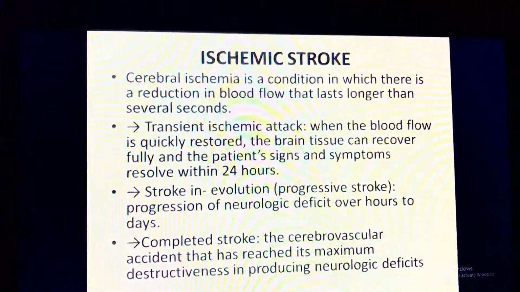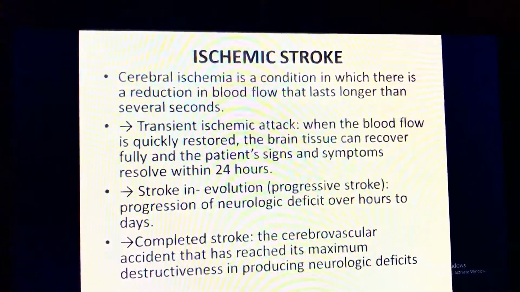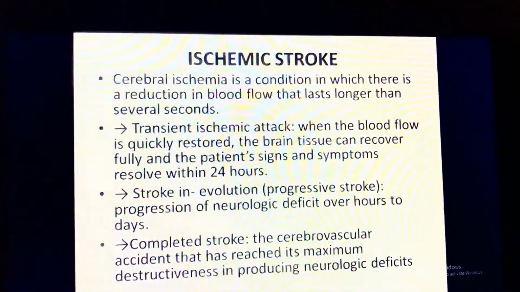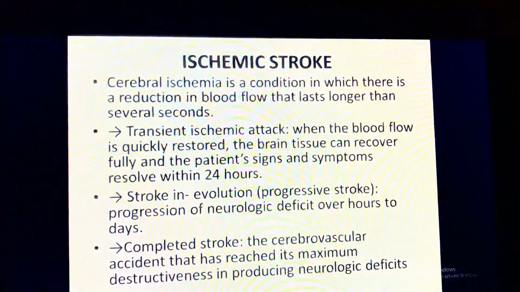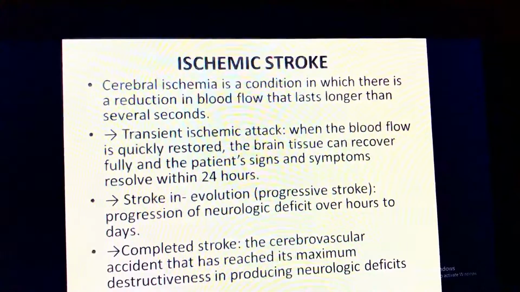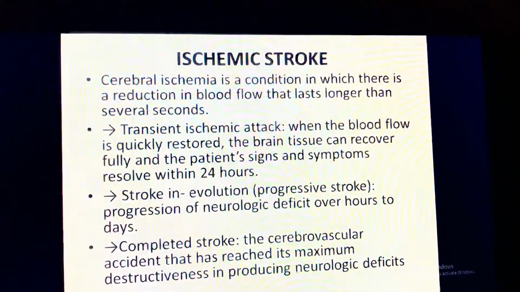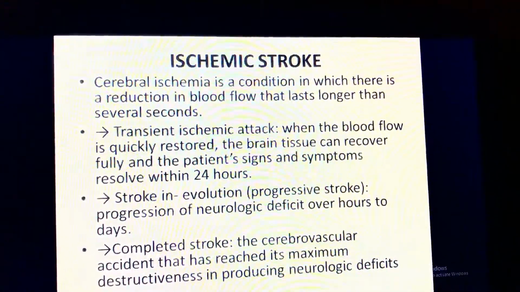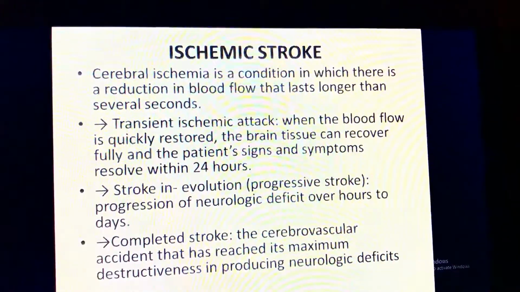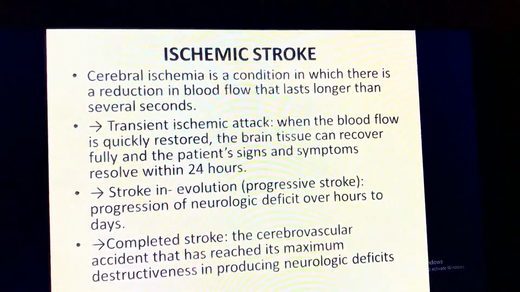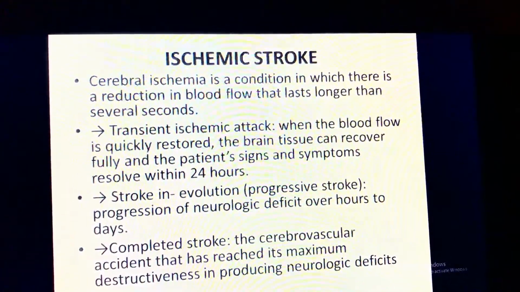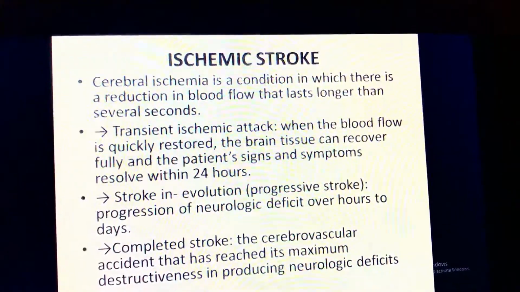Let's see ischemic stroke. Cerebral ischemia is a condition in which there is a reduction in blood flow that lasts longer than several seconds. This is a reduction in blood flow in the brain lasting longer than several seconds. We have the transient ischemic attack. When the blood flow is quickly restored, the brain tissue can recover fully and the patient's signs and symptoms resolve within 24 hours. Transient means a short attack. You can have a deprivation of blood supply in the brain for a short time. You will show the symptoms, but you will recover; the symptoms will resolve within 24 hours.